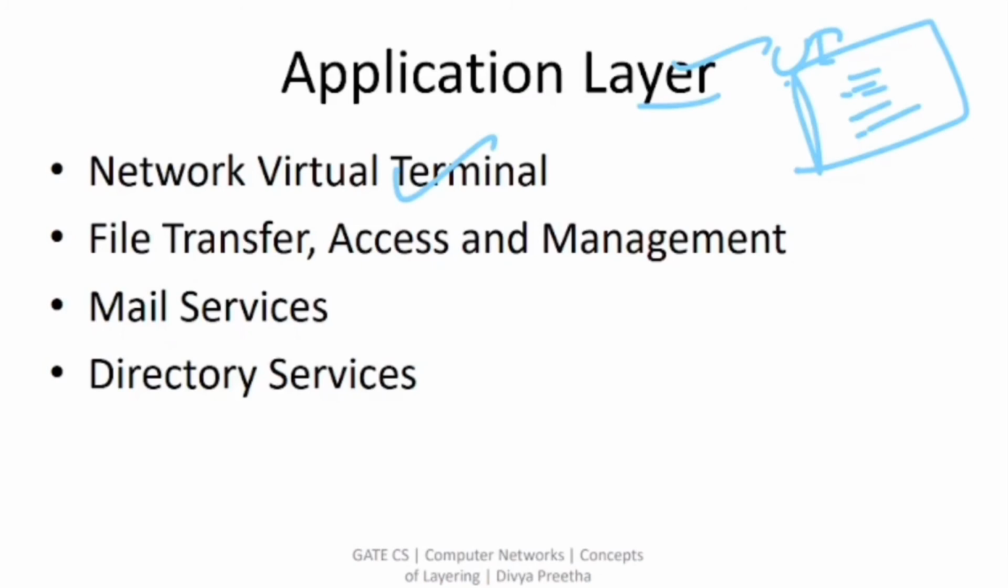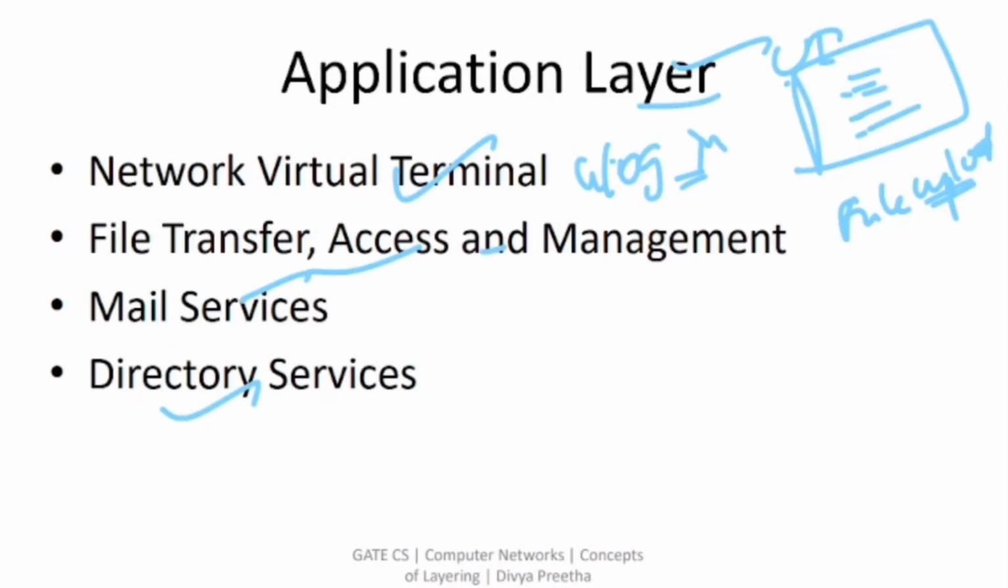This means it allows the user to log in to a remote host. Then file transfer, you can upload or download files from a remote system, or upload to the remote system. Then mail service, it provides the basis for email forwarding and storage. Finally, the directory services, for example, it provides access to the distributed database, and you can access global information about various objects and services.